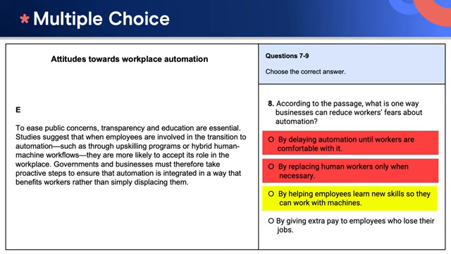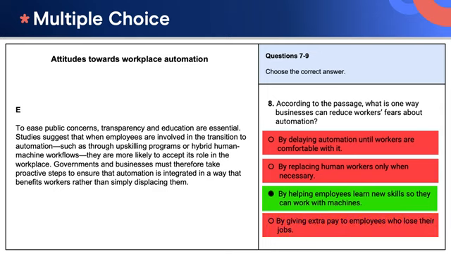The third option says businesses can reduce workers' fears by helping employees learn new skills so they can work with machines. This is mentioned here where it talks about upskilling programs and also where it says that when businesses offer workers training programs, workers are more likely to accept automation. This is the correct answer. The final option says businesses can reduce workers' fears by giving extra pay to employees who lose their jobs. But this is not correct because the passage does not mention anything about extra pay.